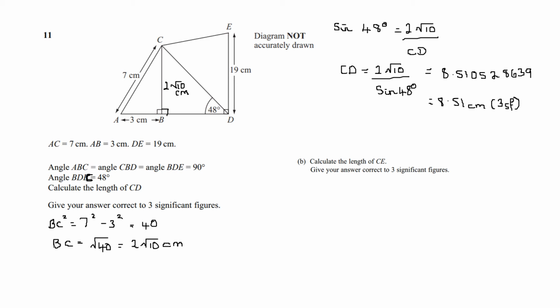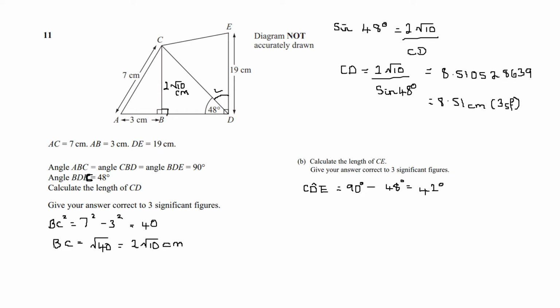Okay, now we're asked to calculate the length of CE. So we know the size of angle BDC. We also know that angle BDE is 90 degrees. So we can work out angle CDE by subtracting 48 from 90, and that will give us 42 degrees.